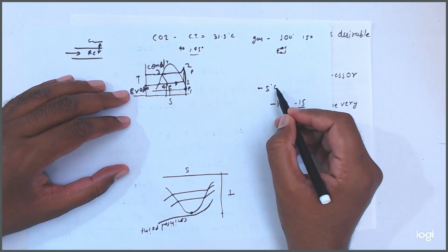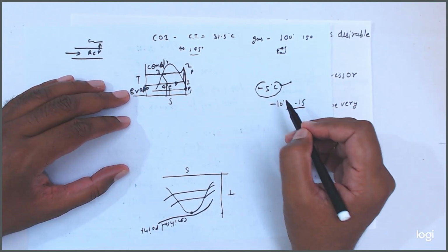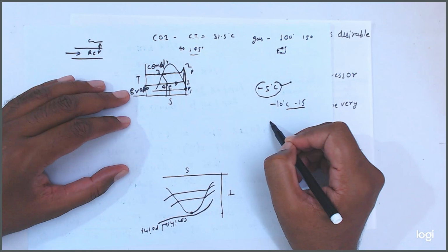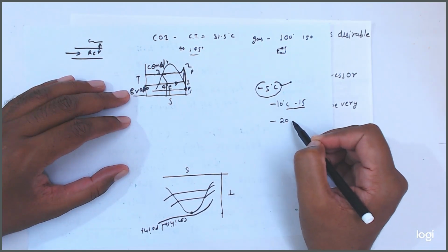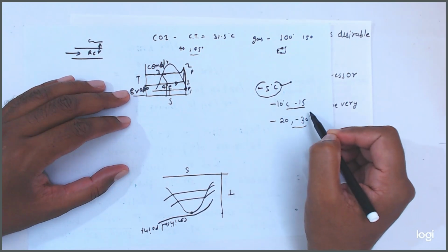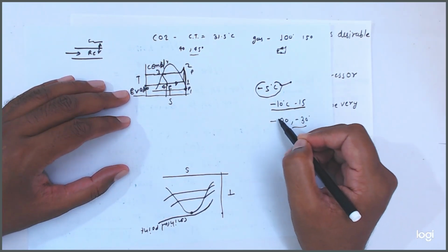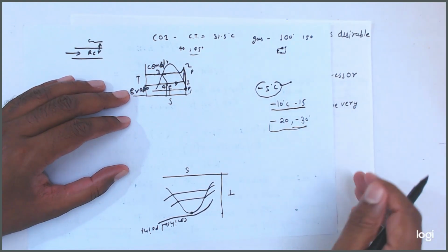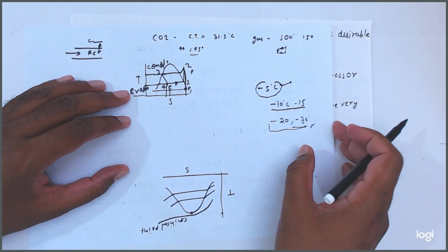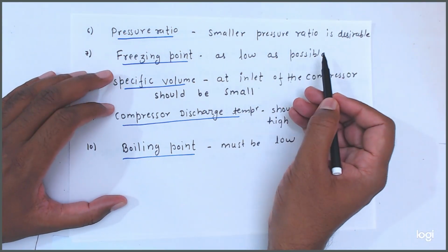So what happened? Our refrigerant will not work. So our refrigerant should be below this one. It should be minus 20 degrees centigrade or minus 30 degrees centigrade, so that it will work in this situation. So the freezing point should be as low as possible.